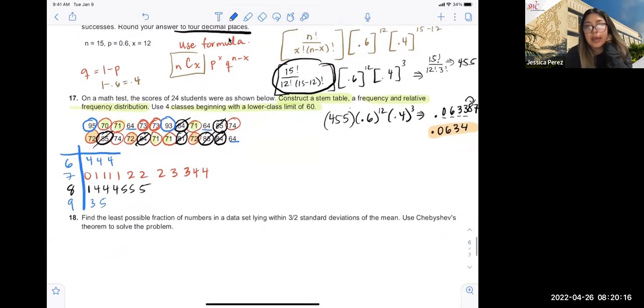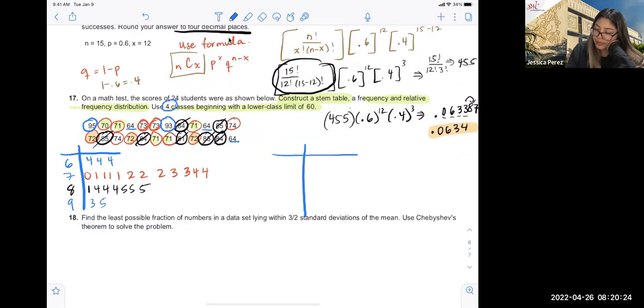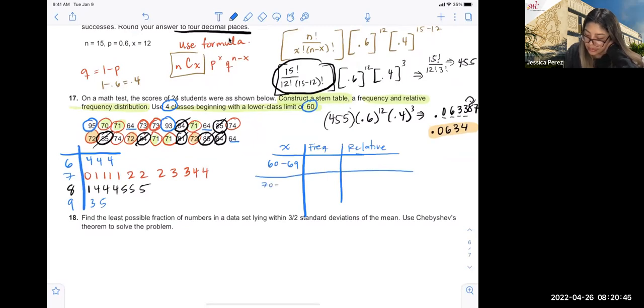So this is the stem, just the stem. Now let's go to the frequency and relative frequency distribution using 4 classes. So here is my x, there's my frequency, there's my relative frequency. Okay, so starting at 60, 60 to 69, 70 to 79, 80 to 89, 90 to 99.